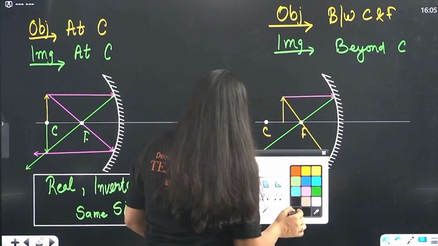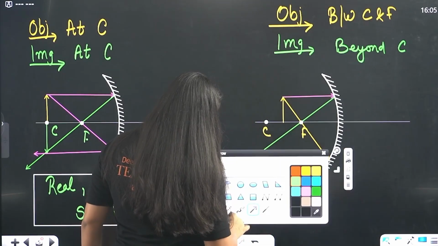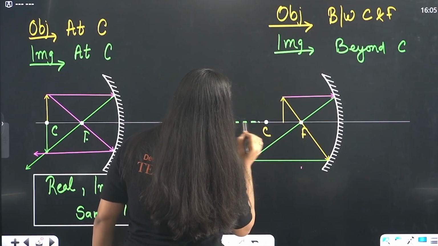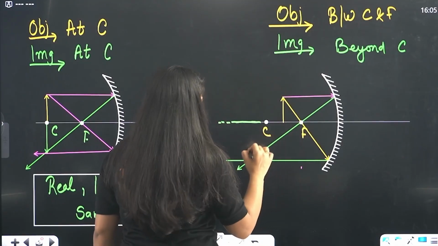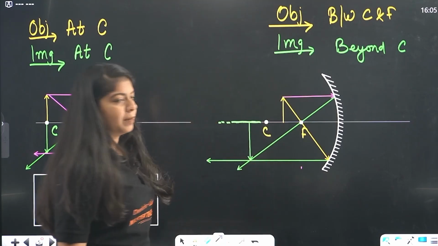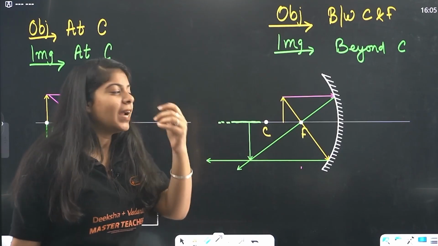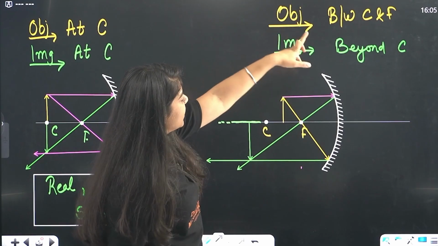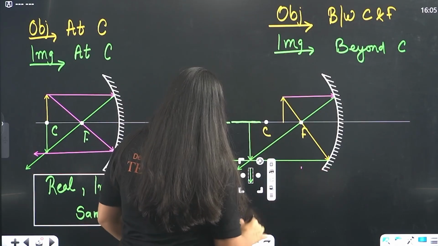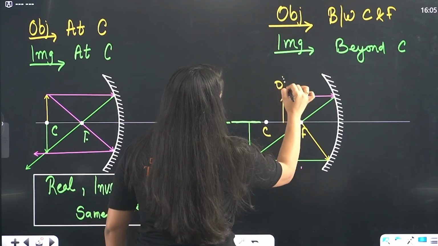Then this becomes parallel to principal axis, so somewhere there they meet, and yes ma'am, we have our image. If we extend our principal axis back a little bit, that we can do. So this will be beta our image. Understood? See how easy it got, right? So your object is between C and F. Your image is beyond C. Oops, this is image, and this beta is our object.